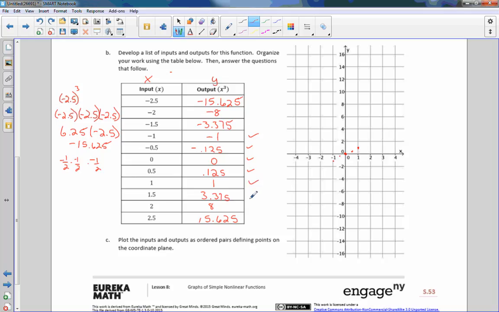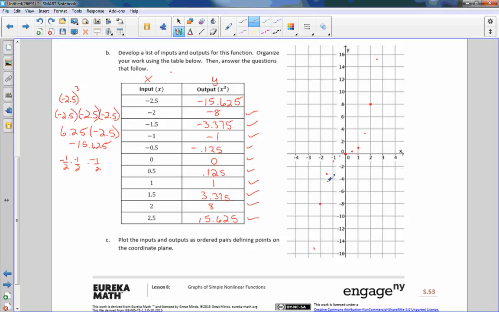Now I'm going to do 1.5 and then 3.375. So 1 and 1/2, 3.375, somewhere around here, a little more than 3. And negative 1.5 down 3.375 is somewhere down here. Okay, and then we're going to do 2, 8. That's the easy one. 2, 8. And then negative 2, negative 8 is down here. So that's this one. And then finally 2.5, 15 and a little more than a half. So 2 and 1/2 and up to 15 and a little more. So over 2.5 down to 15 and a little more.